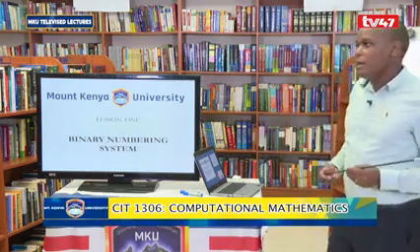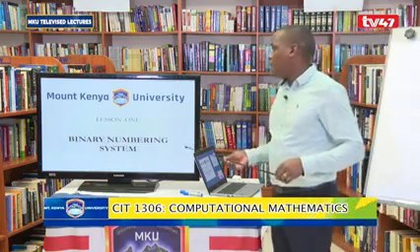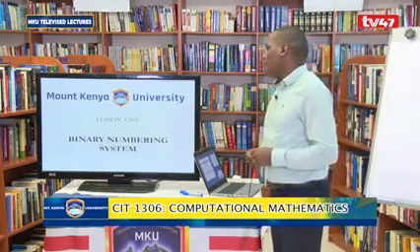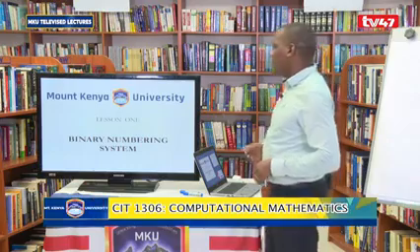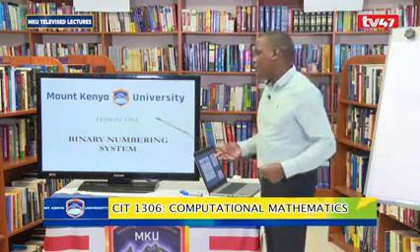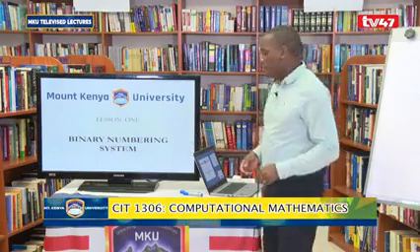But the decimal numbering system is the language of human beings, the language that we use, which is based on base 10, from 0 to 9. So we use the decimal numbering system, which is our common language, to understand the binary numbering system, which is the language of computers.